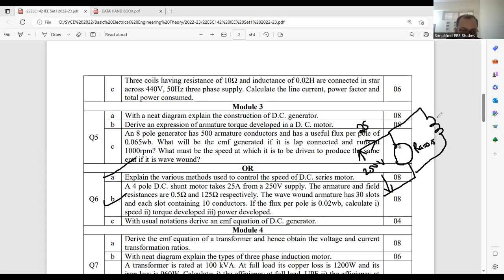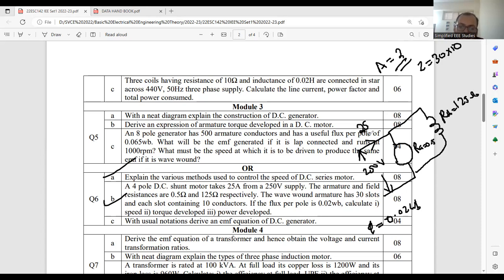Similarly, RSH is given how much? 125. All the things they have directly given. It's not a problem. It's a wave-wound armature. Wave-wound means A is equal to 2. Directly you write it somewhere else. Then there are 30 slots, and each slot has 10 conductors. Therefore, total conductors Z is equal to how much? 30 into 10. All right. The flux per pole, phi, is how much? 0.02 Weber. Calculate the speed, torque developed and power developed.